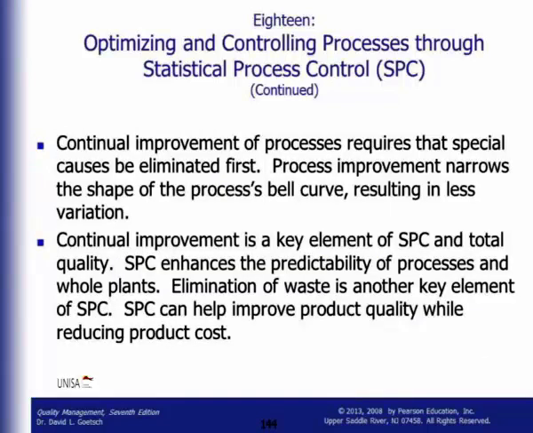Continual improvement of processes requires the special causes to be eliminated first. Process improvement narrows the shape of the process's bell curve, resulting in less variation. Continual improvement is a key element of SPC and total quality. SPC enhances the predictability of processes and whole plants. Elimination of waste is another key element of SPC. SPC can help improve product quality while reducing product cost.